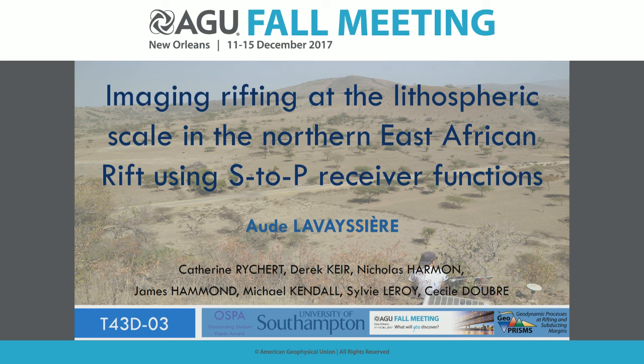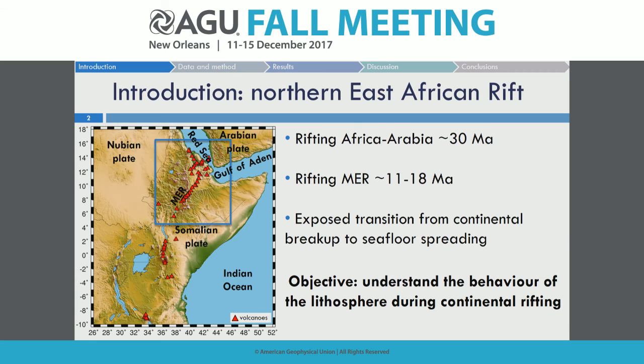Okay, hi everyone. I'm Aude Lavayssiere, and I'm going to go a bit south of the Red Sea, imaging the lithosphere beneath the northern East African Rift. The region I'm looking at started rifting with the separation of Africa and Arabia 30 million years ago. Then there was a separation of the Nubian plate and the Somalian plate around 11 million years ago that created the main Ethiopian rift, and then the triple junction with the Red Sea rift and the Gulf of Aden.